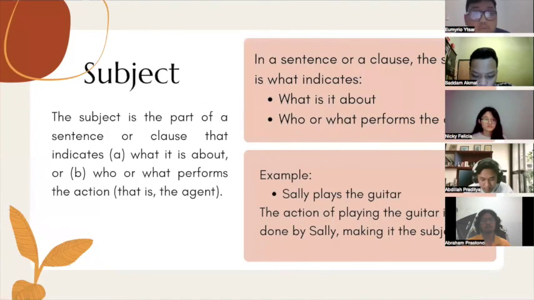The first one is subject. Subject is the part of a sentence or clause that indicates what it is about, or who or what performs the action. The example is Sally plays the guitar. The action of playing the guitar is done by Sally, making Sally the subject.